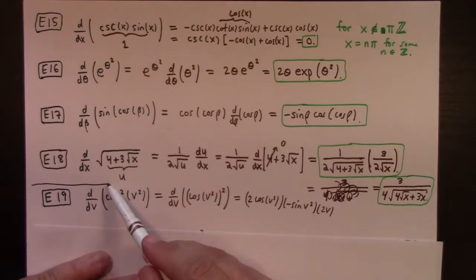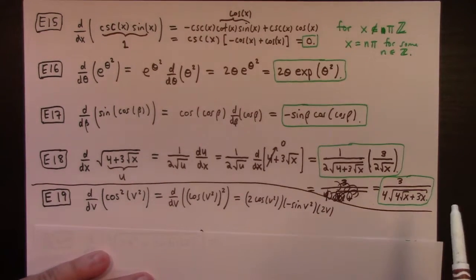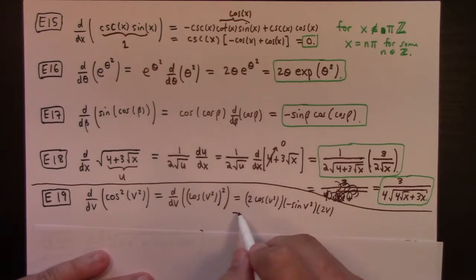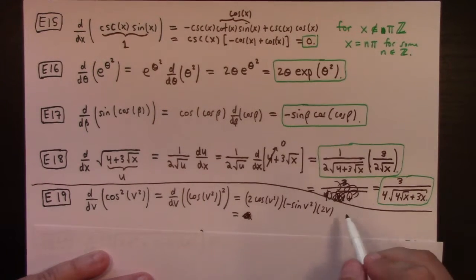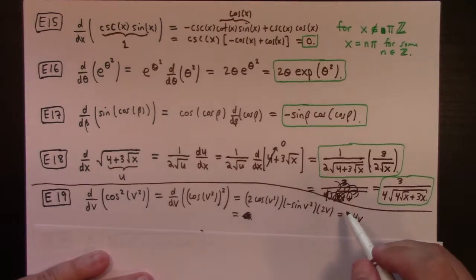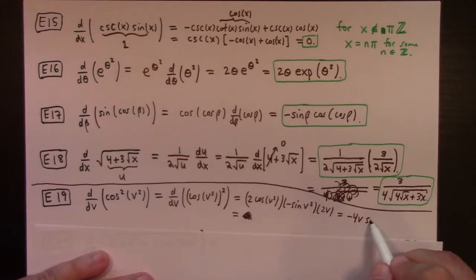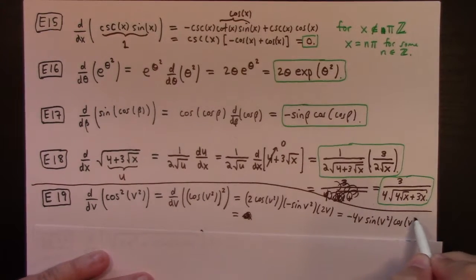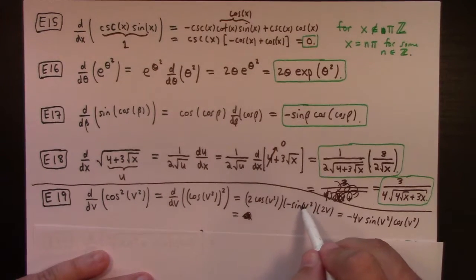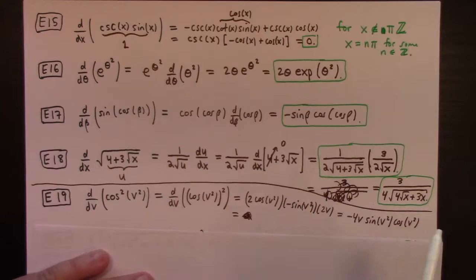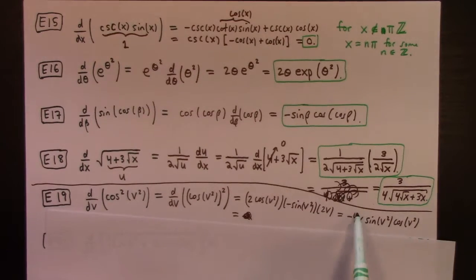Oh, poor planning on my part. Sorry about that. All right, so cleaning things up a bit, we have minus 2. Oh, I just can't do anything right at the moment. All right, so minus 4v, 2 times 2 is 4, right? Sine of v squared, cosine of v squared. Let's see here. Yeah. All right, and there you have it.